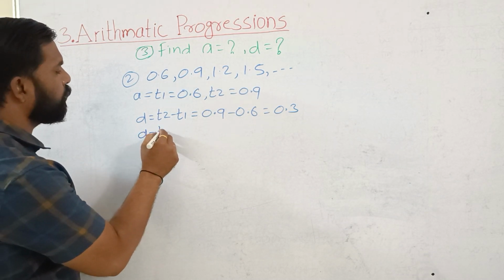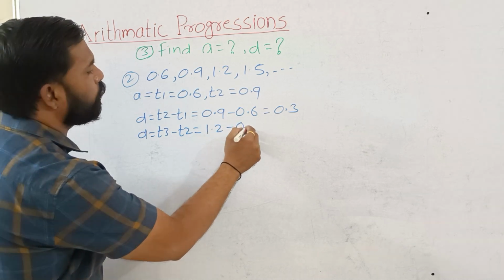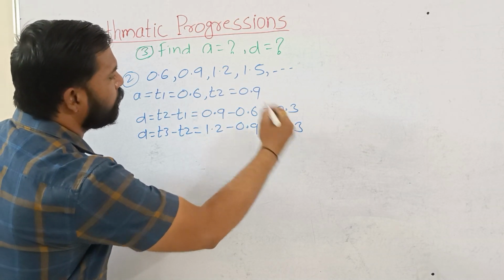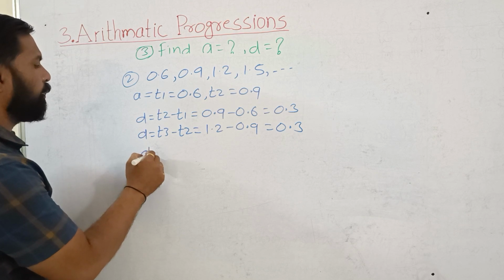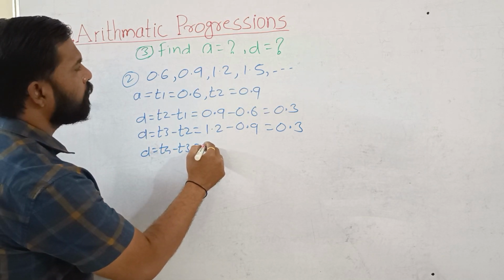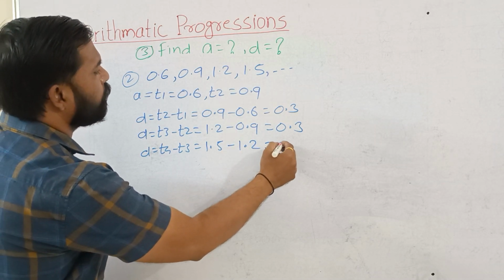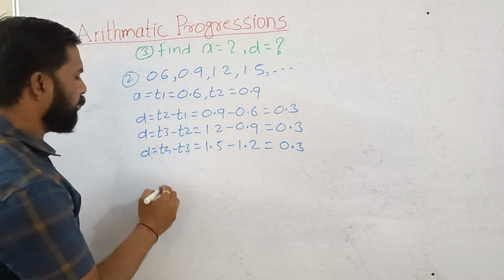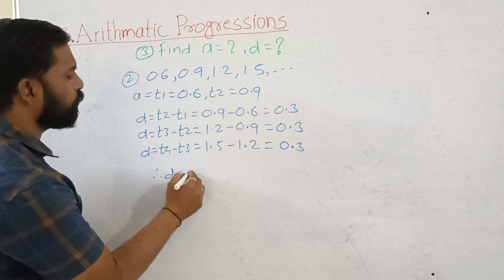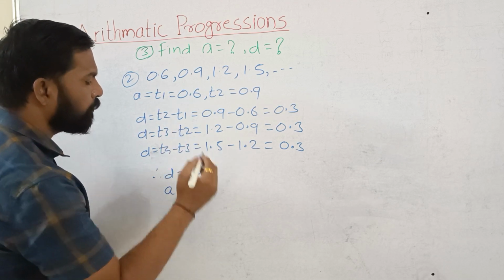D is equal to T3 minus T2, 1.2 minus 0.9, which is again 0.3. D is equal to T4 minus T3, which is 1.5 minus 1.2, which is again 0.3. Therefore D is equal to 0.3 and A is equal to 0.6.